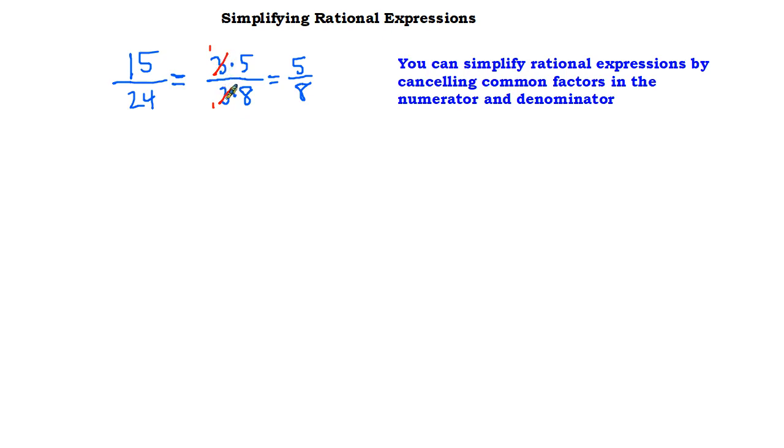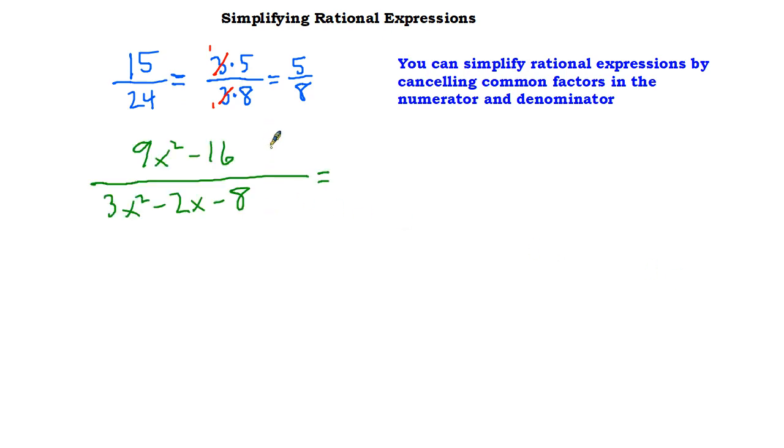And the reason why we call them factors is because things that are multiplied together, like 3 and 5, are considered factors of 15. And things that are multiplied together, like 3 and 8, are considered factors, in this case of 24. So let's apply this simple concept to something that looks a little more complicated. This guy's a rational expression.